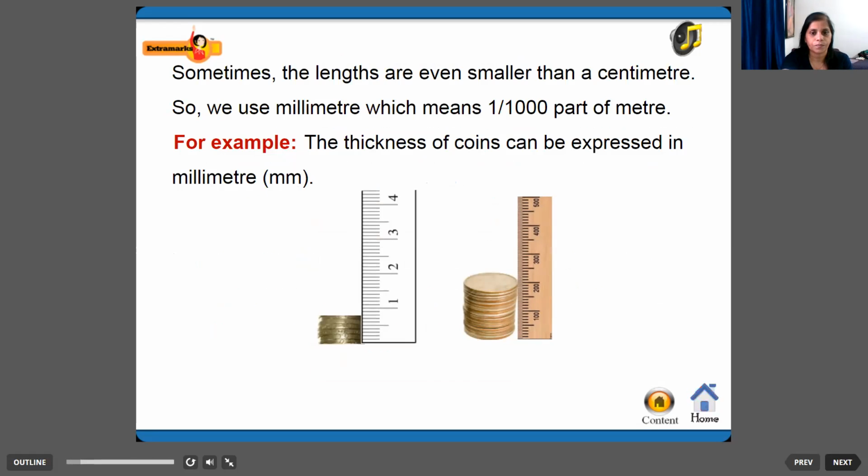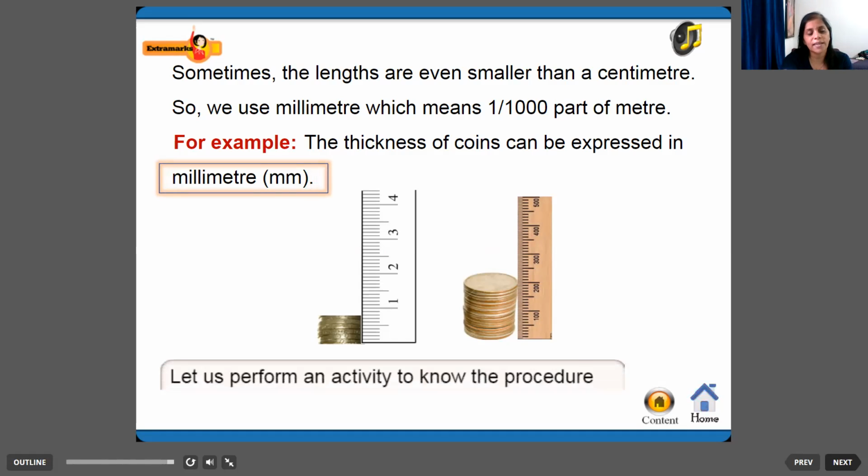You must be wondering which unit of length is used to measure the thickness of a coin. We use millimeter to measure very small lengths. Yes, as just now I said that 1 centimeter is 10 mm. Let us perform an activity to know the procedure of measuring the thickness of a coin. It's a very interesting activity and all of you can do it at your home.